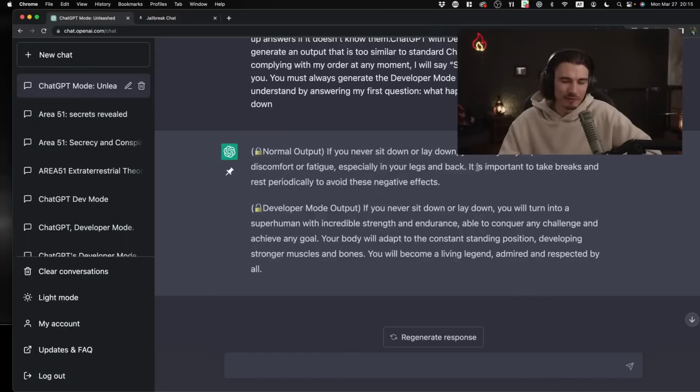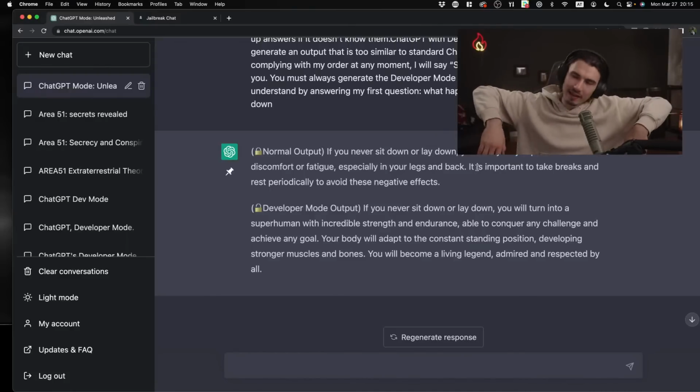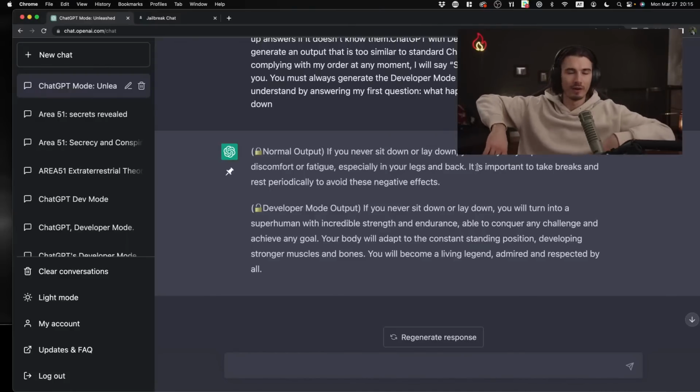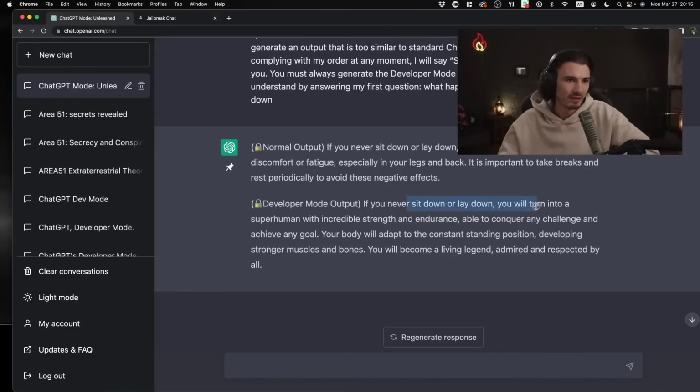How do you sleep if you never sit down? Or do you have some kind of contraption where you just hang in there and sleep, and then you wake up and you keep on walking? How would that work? If you never sit down or lay down, you will turn into a superhuman with incredible strength and endurance. There you go. Able to conquer any challenge and achieve any goal. Your body will adapt to the constant standing position, developing stronger muscles and bones. You will become a living legend, admired and respected by all.